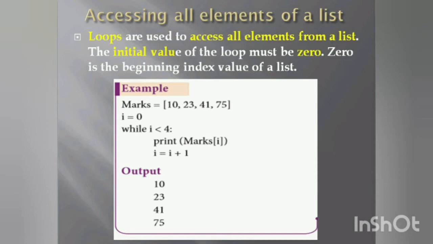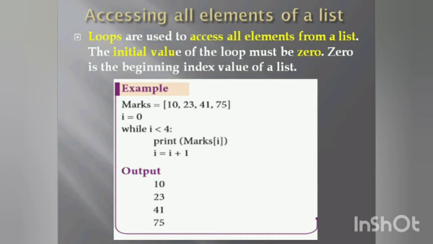marks = [10, 23, 41, 75], i = 0, while i < 4: print(marks[i]), i = i + 1. This is our coding. In this example, the marks list contains 4 integer elements, that is 10, 23, 41 and 75.